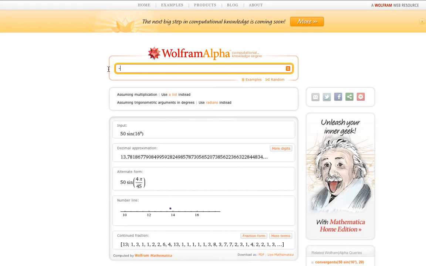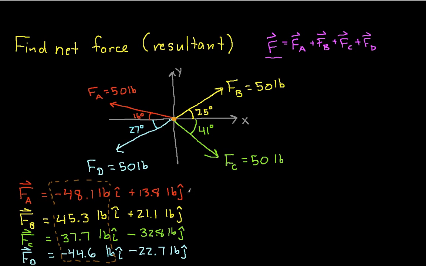So we have then minus 48.1 plus 45.3 plus 37.7 minus 44.6, and that gives us negative 9.7. So these guys sum to negative 9.7 pounds.